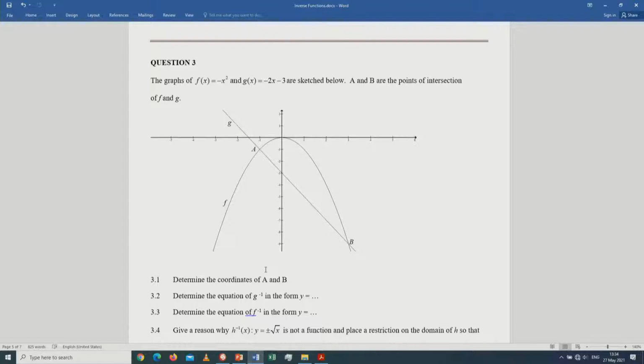The first question, determine the coordinates of A and B. What are A and B? The points of intersection of the two graphs. I will write down the equations of the graphs. I've got f of x, which is equal to minus x squared. And we also have g of x, which is equal to minus 2x minus 3. Let me answer the first two questions. Determine the coordinates of A and B. And then the second one, we need to determine the equation of the inverse of g. Let's start with the first one.